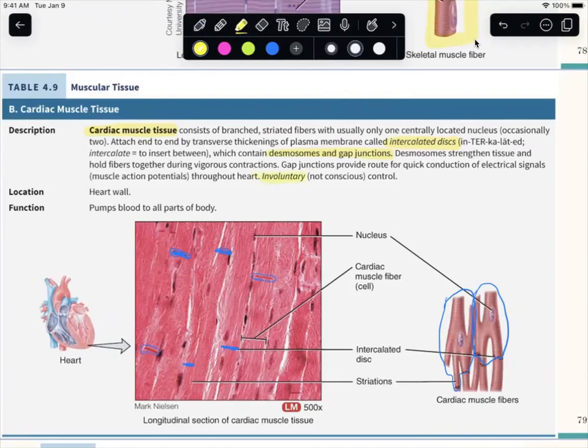Cardiac muscle is involuntary. We cannot control it. We cannot tell our heart to beat 65 times per minute. We cannot tell our brain to do that. Can't tell our heart to do that. That's why it is involuntary.